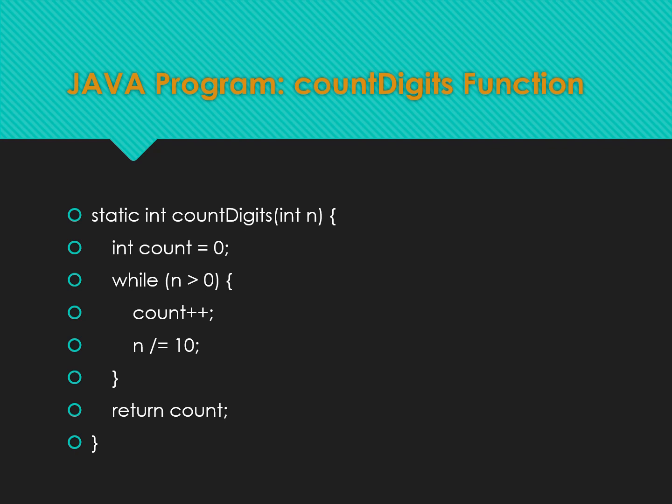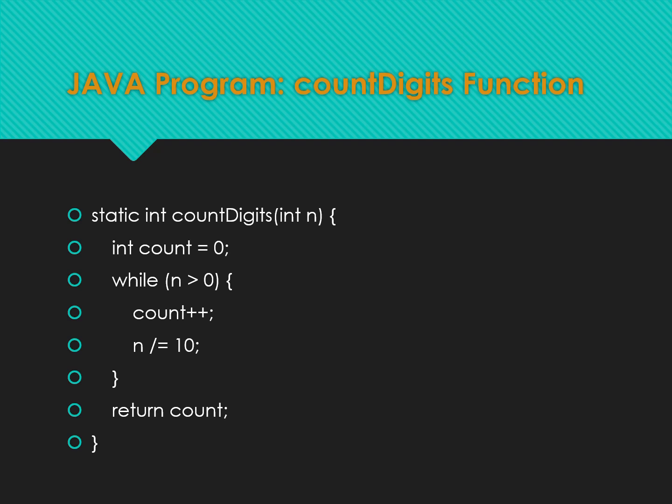In this slide, we focus on the countDigits function, a small but essential part of the automorphic number program. The purpose of this function is to count how many digits are present in a given number. This count is used in the extract last digits function to decide how many digits to extract from the square. Let's walk through how it works.